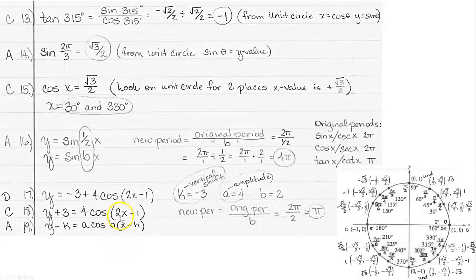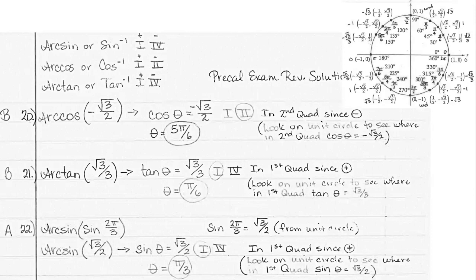And then we can see that our b value is 2. So to find our new period, we're going to take our original period, which for cosine is 2 pi, and divide it by that b value, and we would get 1 pi. So the thing they asked me in 17 was, what's the amplitude? That was 4. In 18, what was the period? That was pi. And in 19, what was the vertical shift? And that was -3.